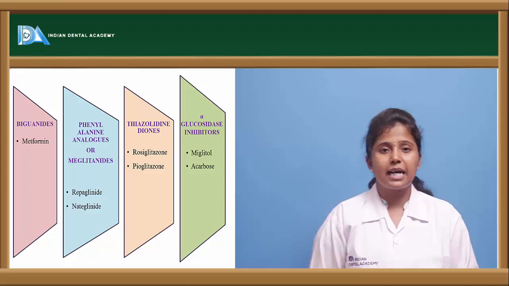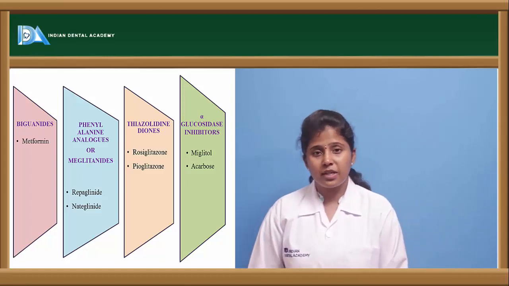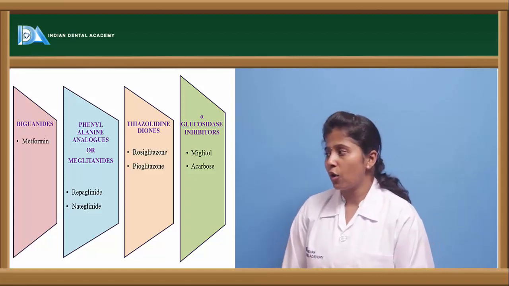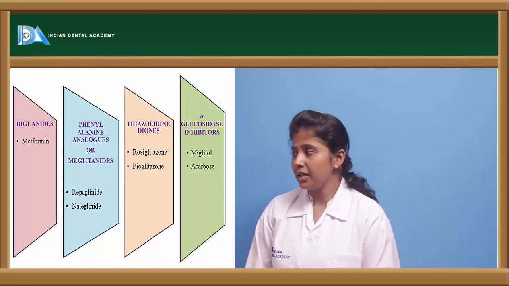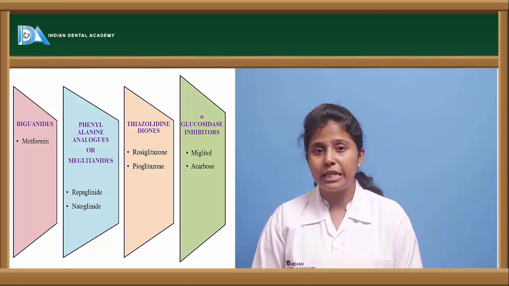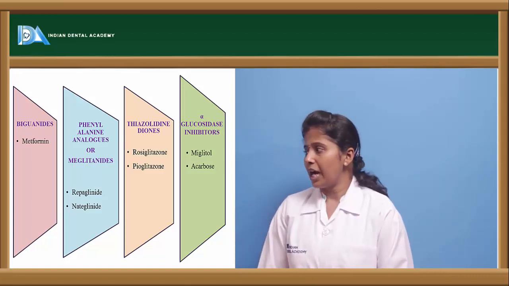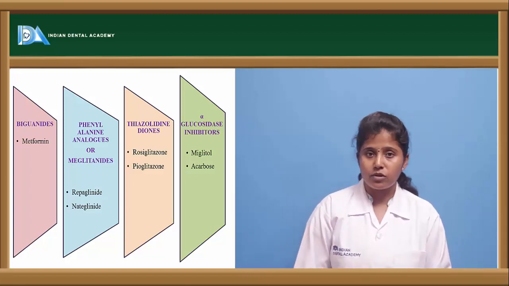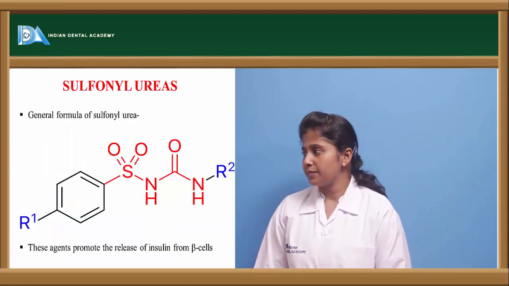The other category of drugs includes biguanides. The drug which comes under this category is metformin. There are also phenylalanine analogs or meglitinides, which include repaglinide as well as nateglinide, and thiazolidinediones, like rosiglitazone and pioglitazone, and alpha-glucosidase inhibitors like miglitol and acarbose. So these are the various oral hypoglycemic agents used to treat diabetes.